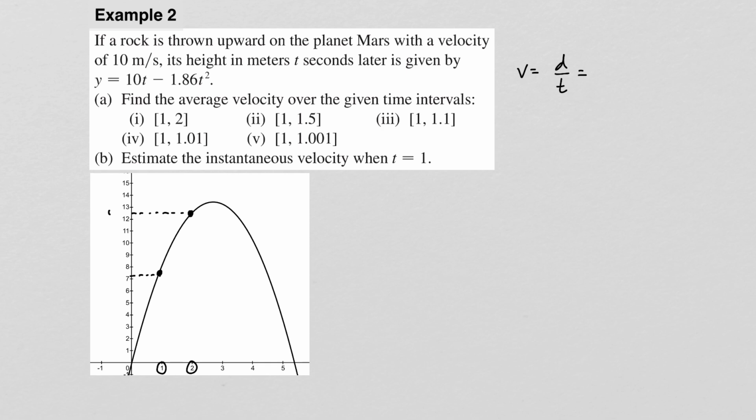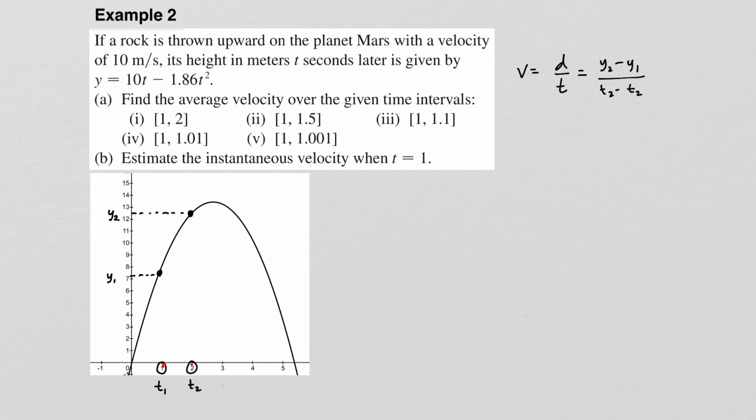Okay, so all we're doing is we're taking this y-coordinate, which I will call y2, and this y-coordinate, which I will call y1, and we are subtracting those to find the distance between them. And then down below on the other axis, we have t1 is here, and t2 is there. And the total amount of time between here and here is t2 minus t1.